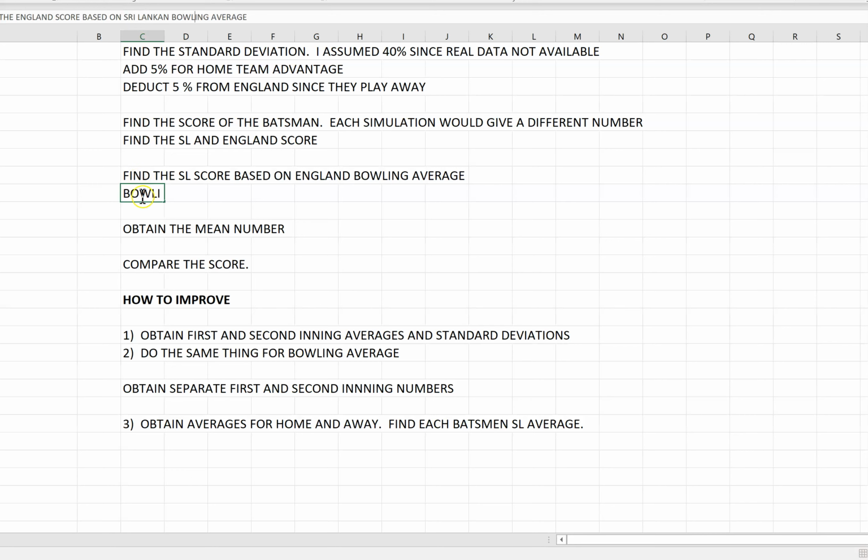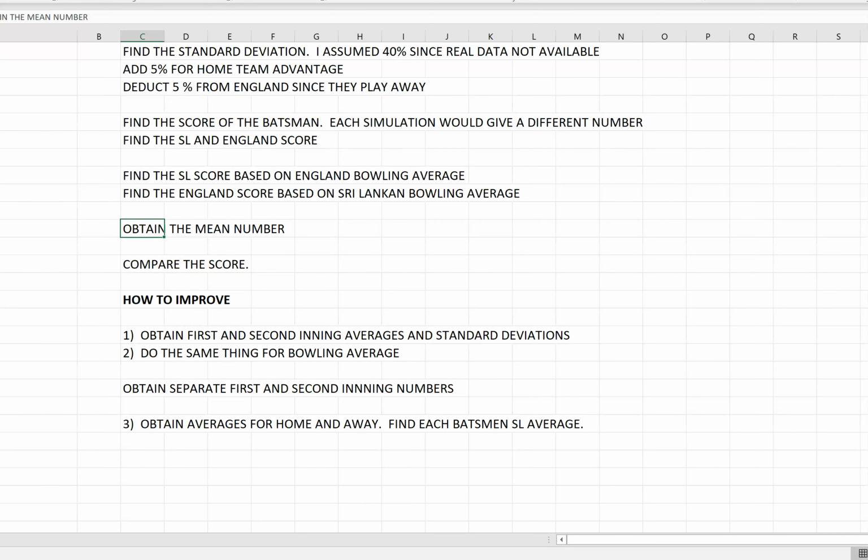So now, what we are going to do is obtain the mean number. That would be the number based on batting average. For instance, if we want to get the Sri Lankan mean number, then we would get the Sri Lankan number based on the Sri Lankan batting averages, and then the Sri Lankan number based on the England bowling average. And then similarly, we would get the England score based on England batting average, plus the England score based on Sri Lankan bowling average. Then you get the mean number, and then you compare the score.